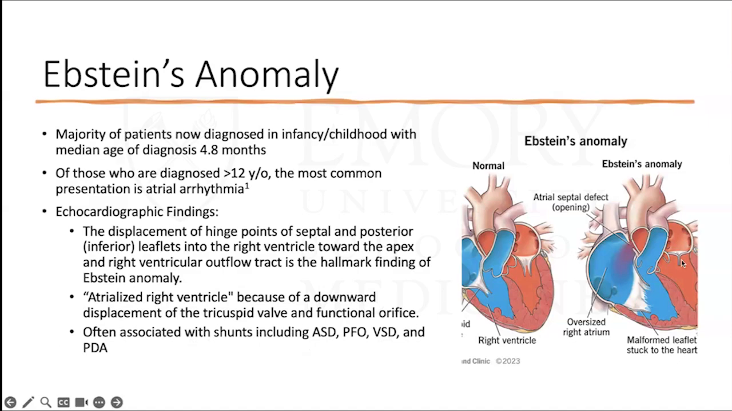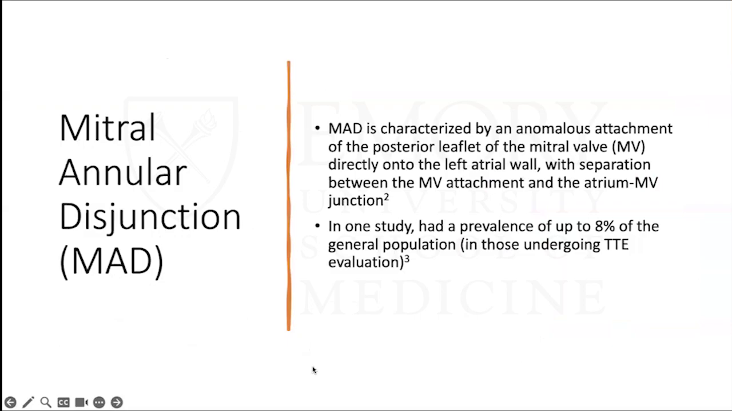So that's kind of a comment on her Ebstein's, but now really going to drill down and focus on what we're here for, which is mitral annular disjunction. So the main characteristic of mitral annular disjunction is an anomalous attachment of the posterior leaflet of the mitral valve directly onto the left atrial wall.